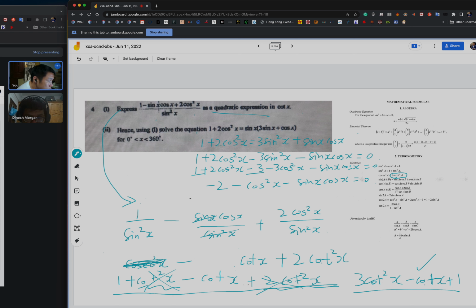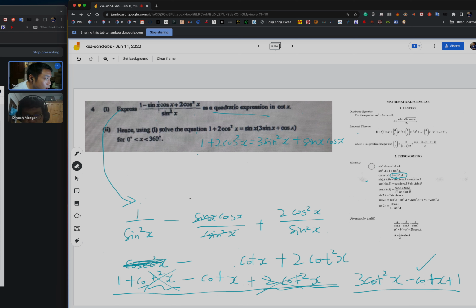Cosine squares. You cannot divide by sine, you divide by cosine. No, you cannot do that. Okay, so it doesn't work. How is this related to this? I'm just wondering. Okay, what's cosine square x? Cosine square x is 1 over secant x, right?